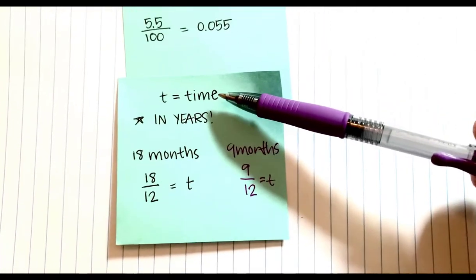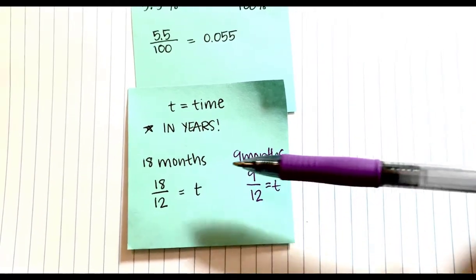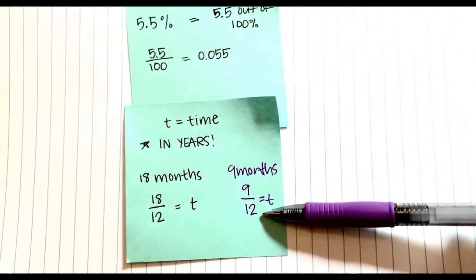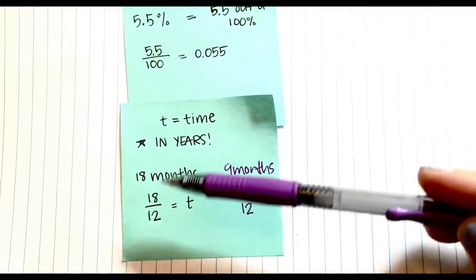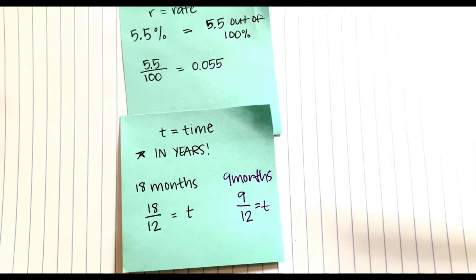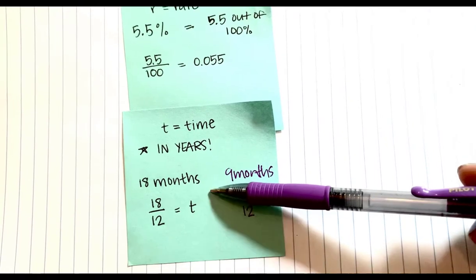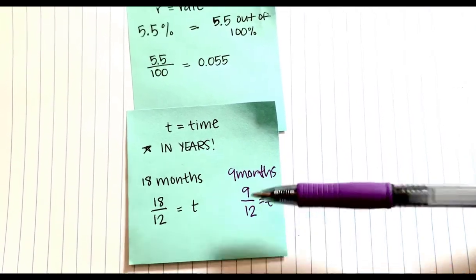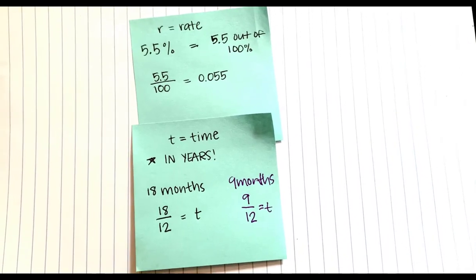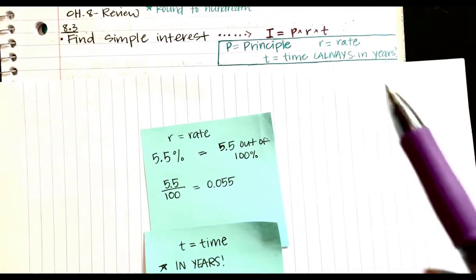And then our time is always in years. So 18 months, 9 months, you're going to do the same thing. You're going to put the months over 12, because we want it in years. So anytime if they give you like 5 years, then T, of course, equals 5. But whenever they give you months, this is how you do it. Don't do this unless it is in months. If it's in years, you'll just put the regular whatever it is. Alrighty, so that is the simple interest.